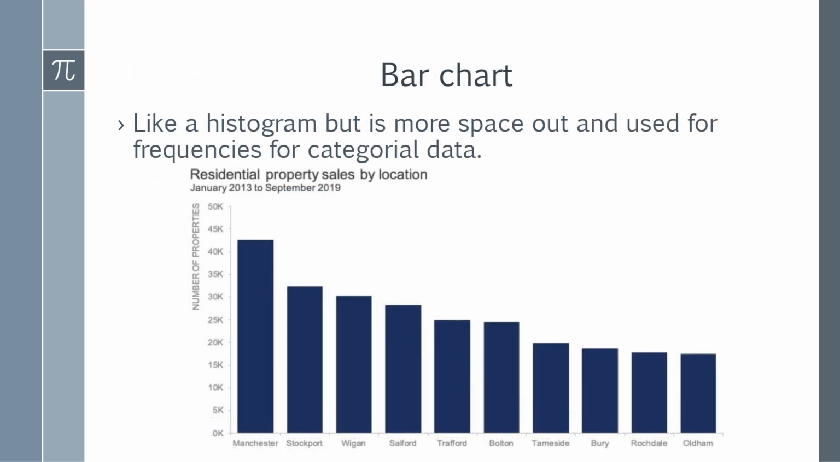A bar chart is like a histogram, but it's more spaced out, used for frequencies for categorical or qualitative data, not quantitative. Again, like categories, grade levels, and stuff like that. You see how here I could just look at the categories and see who did the most and who did the least. I know the numbers are hard to see, but you get what I'm getting at.